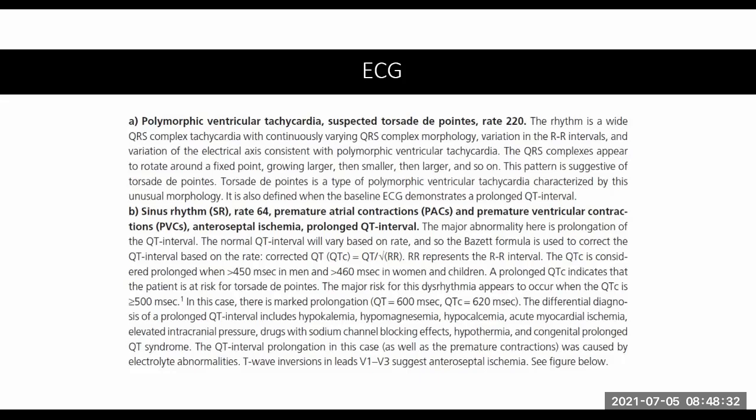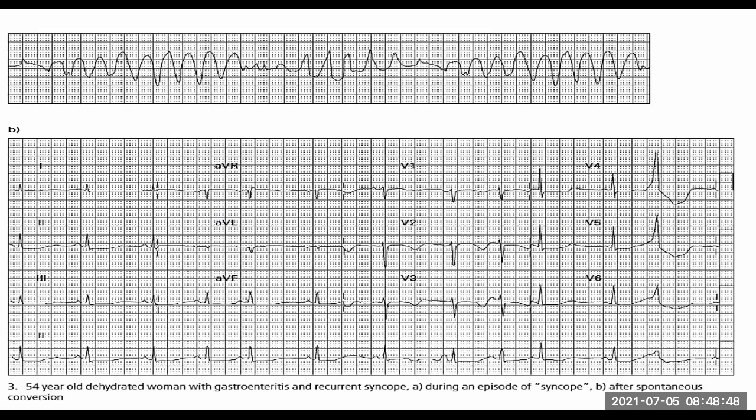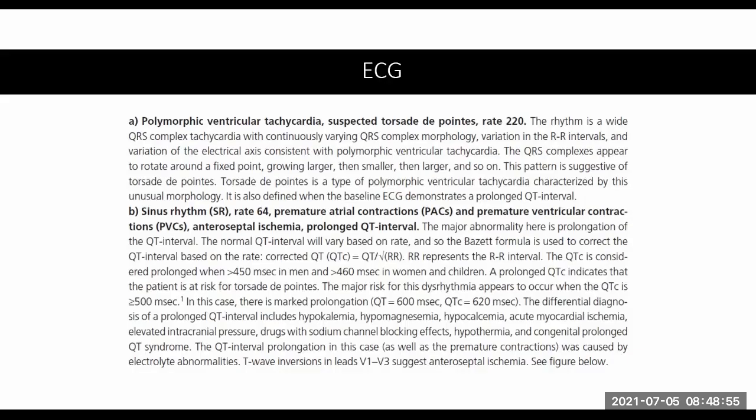Okay. All right. Now, the second part is just telling us about the other thing that's happening. Right. So sinus rhythm, rate 64 beats per minute. It does have some PACs. Okay. No problem. And PVCs that we're seeing. Anteroseptal ischemia. Prolonged QT interval. So the anteroseptal ischemia, they are basing on this ST depression. Okay, so that was one thing we should have looked at. All right, prolonged QT interval. But the major abnormality here is a prolongation of the QT interval.